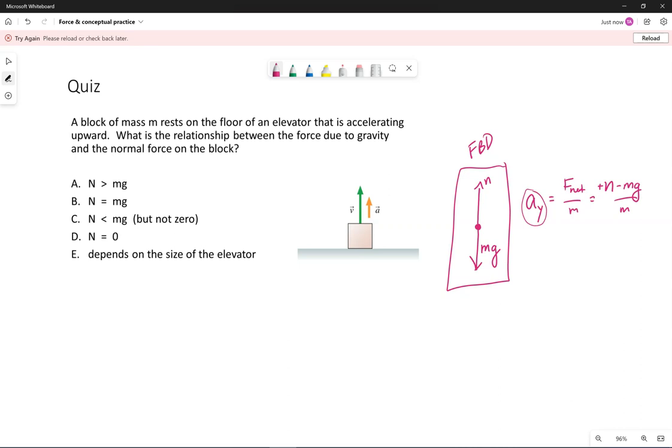For me, I always have to revisit the question. So it tells us that the acceleration is upwards. The picture tells us it is also moving upwards, and that the acceleration is pointing upwards. That means the net force also has to point upwards. So to add N and mg and get a result that points upwards, the normal force N must be greater than mg.